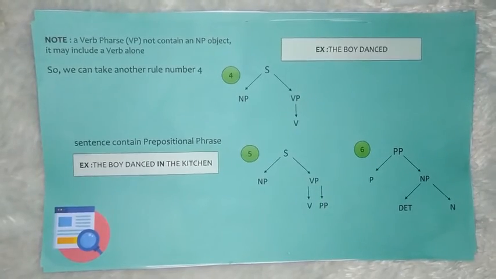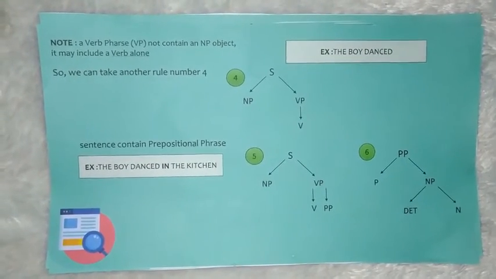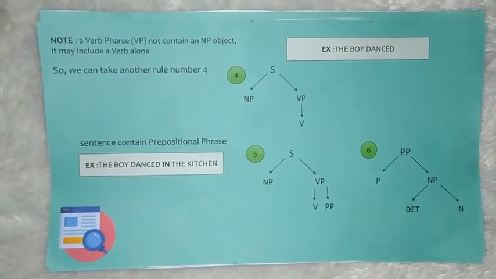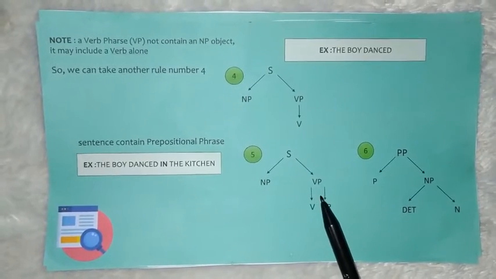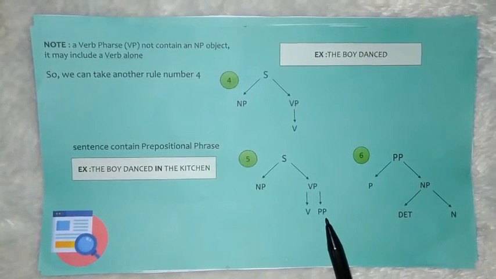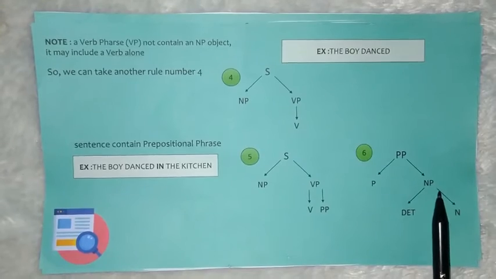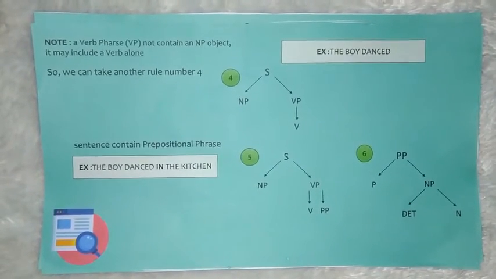And the next, what if the sentence contains the preposition like this, the boy danced in the kitchen? So in here is a preposition, right? So don't worry, because we already have rules number 5 and 6. Number 5, sentence is noun phrase with verb phrase, and the verb phrase is verb with a prepositional phrase, and prepositional phrase formula is preposition with noun phrase, and of course the noun phrase formula is determiner with the noun.